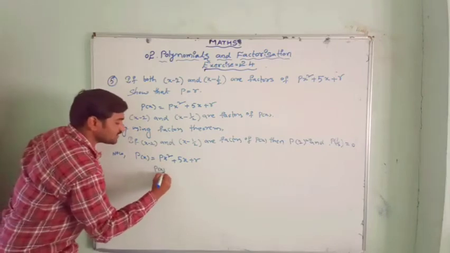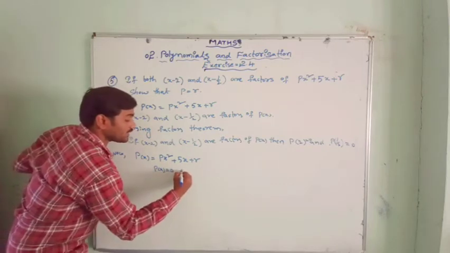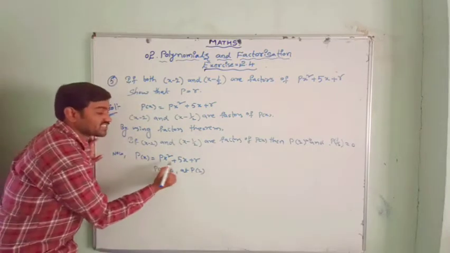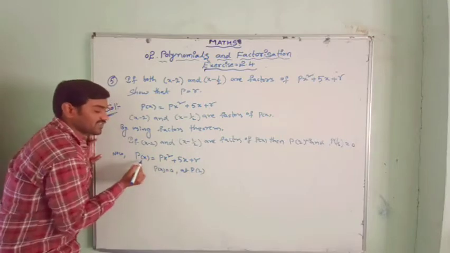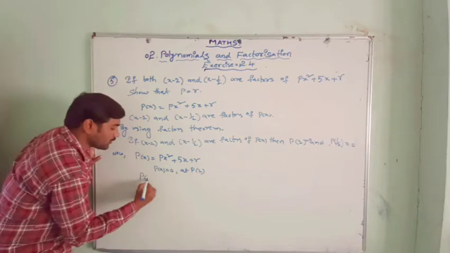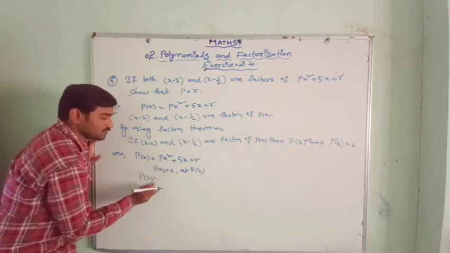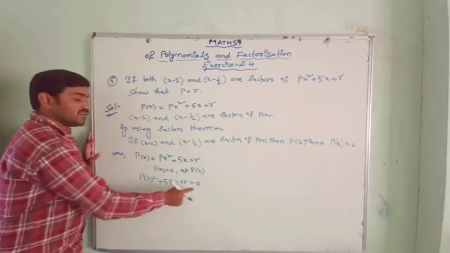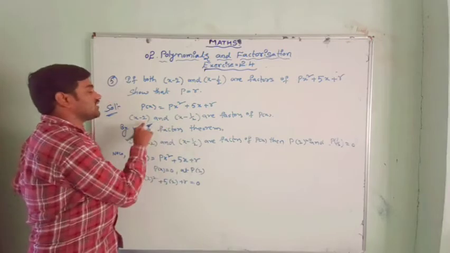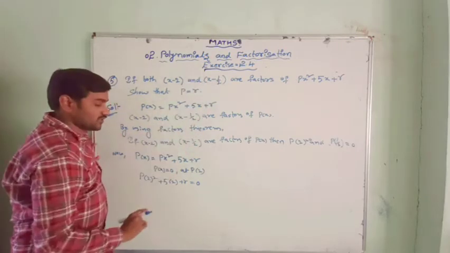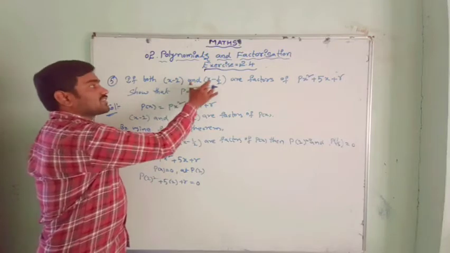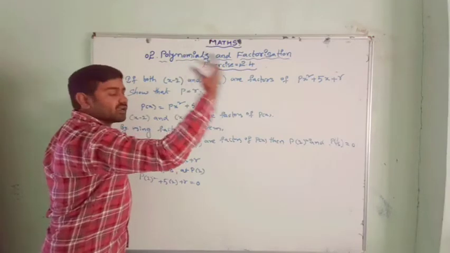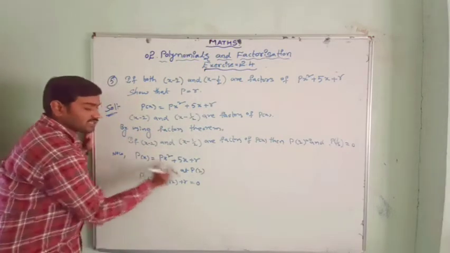So here p of x is equal to 0 at p of 2. In the place of x I am going to substitute 2, and make this p of x equal to 0. So p into 2 square plus 5 into 2 plus r equal to 0, because this will definitely equal 0, as they have given these two linear expressions are factors of the given polynomial. If they are factors, definitely you will get p of x equal to 0.